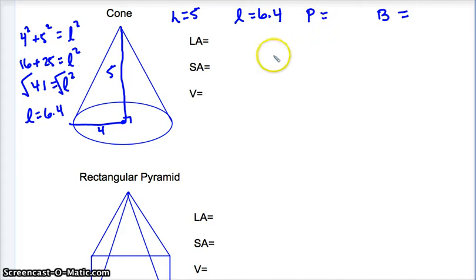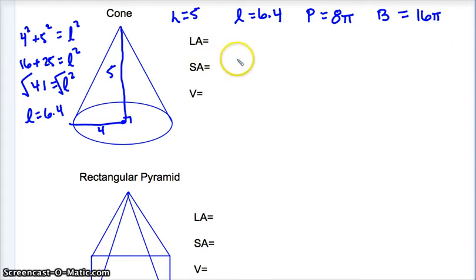The perimeter of my base, if we're looking at a circle, is the circumference. So the perimeter here would be 8 pi, which is my diameter times pi. And the area of my base will be pi r squared, or 16 pi. All right, now it's time to plug in some of my values.